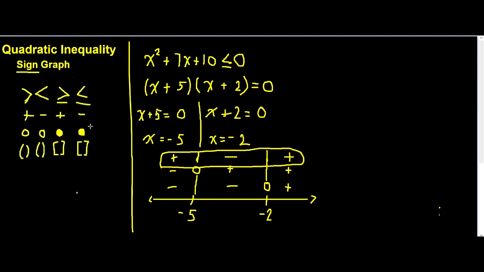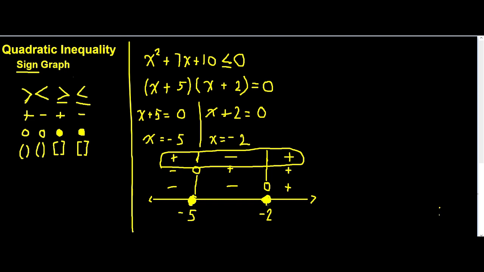Ano ba yung ginamit nating inequality symbol? In this example, we use lesser than or equal. In lesser than or equal, close circle dapat ang gagamitin mo. So in your graph, si negative 5, close circle, si negative 2, close circle. And ano ulit ang ibig sabihin ng close circle? It means included sila sa solution natin. Kasama si negative 5 tsaka si negative 2 sa solution natin.